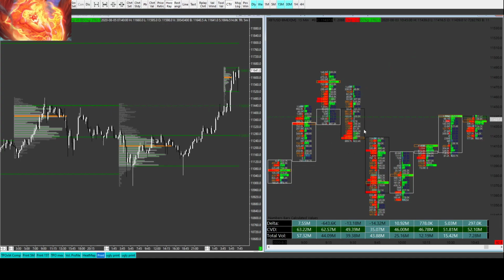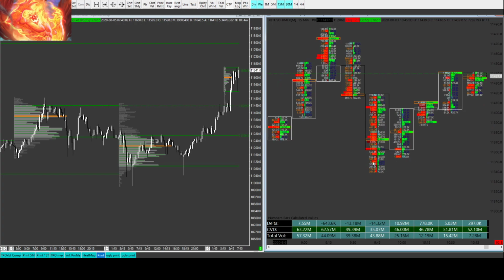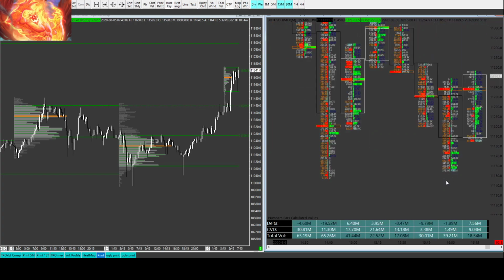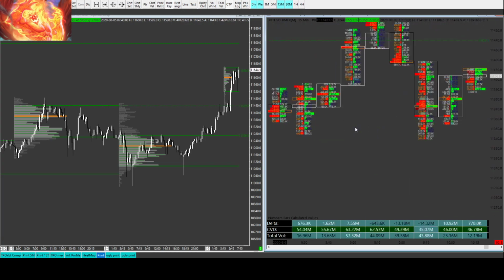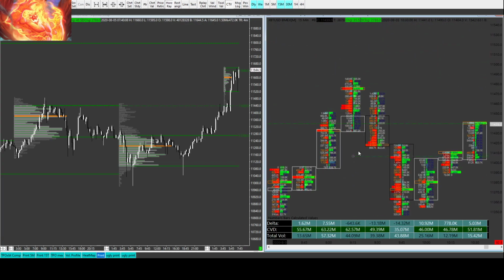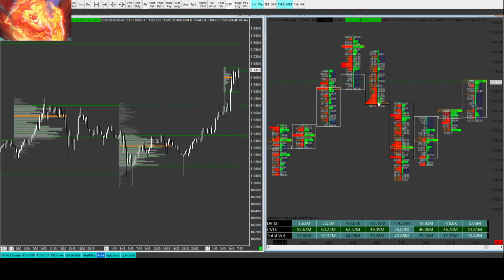So the sellers got lucky that they were able to take control of the book, and this isn't what I mean, right? Later on they actually moved it down, to where they got a good 250 point rotation out of it. However, for the purpose of this video, you do not want to see selling like this into the low.